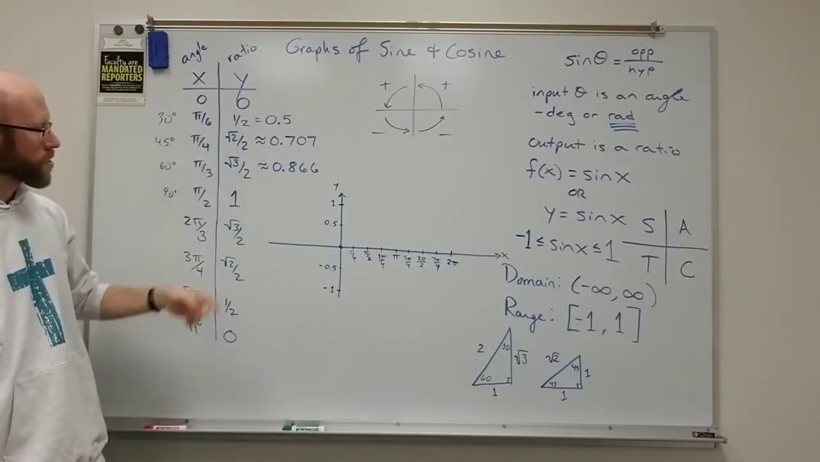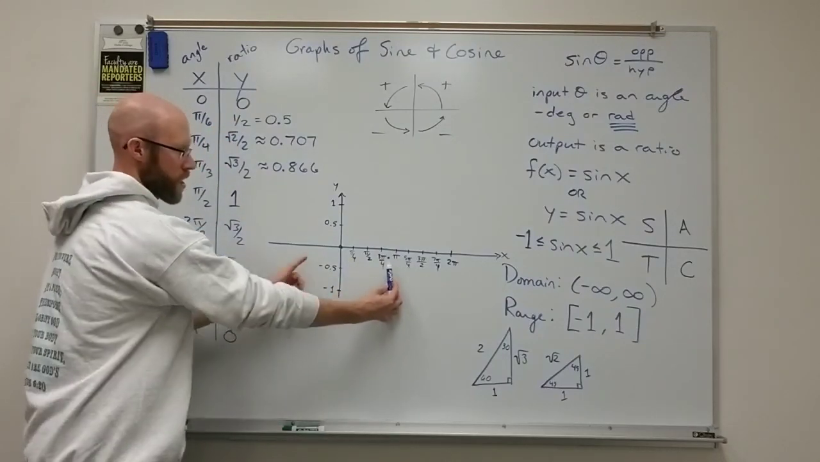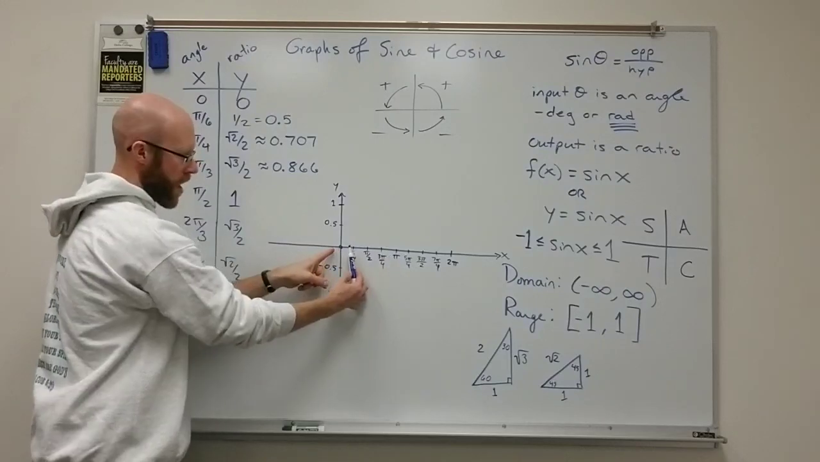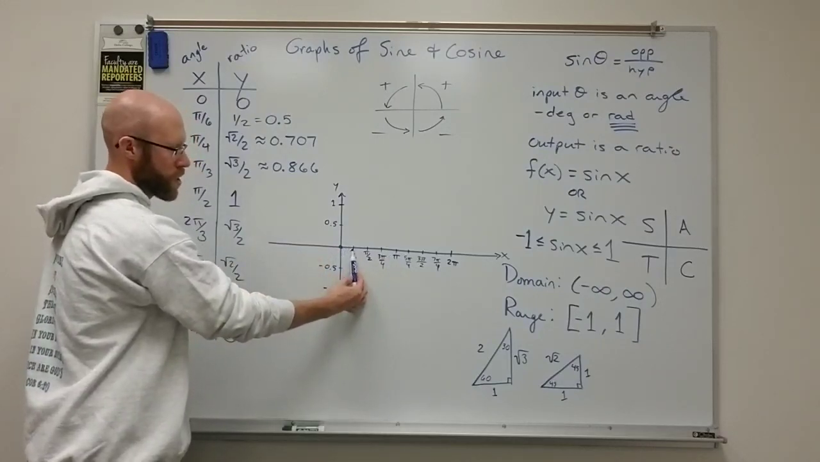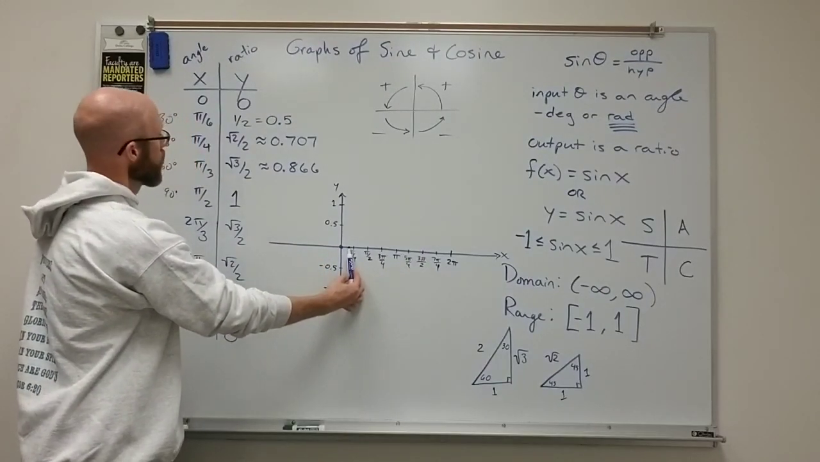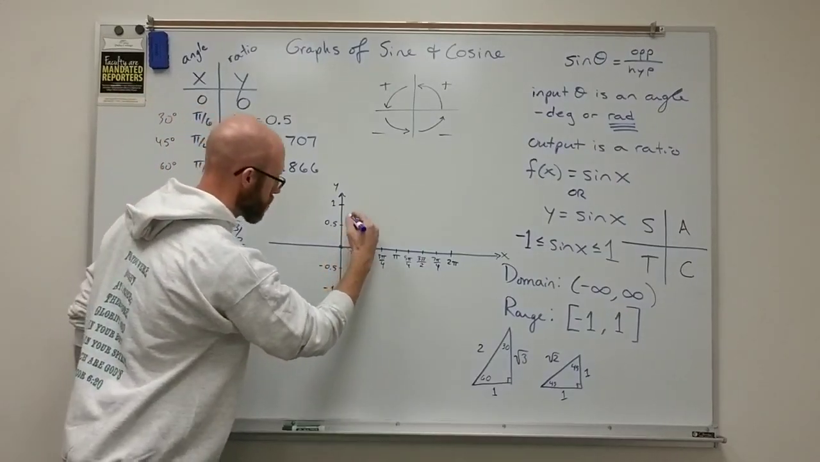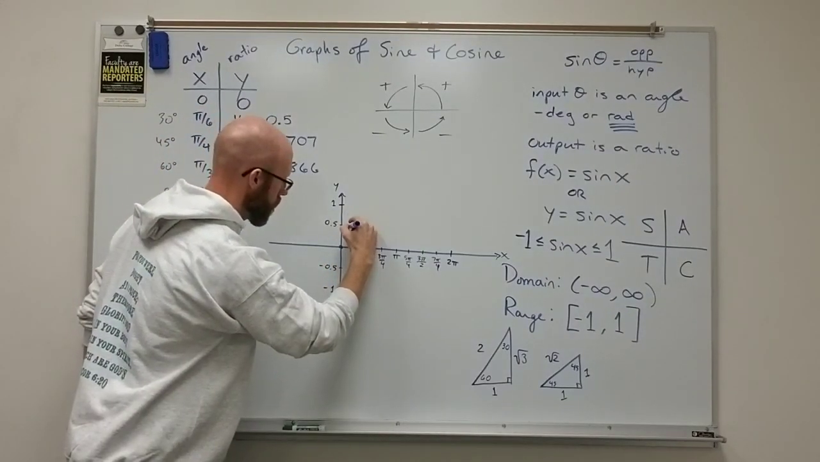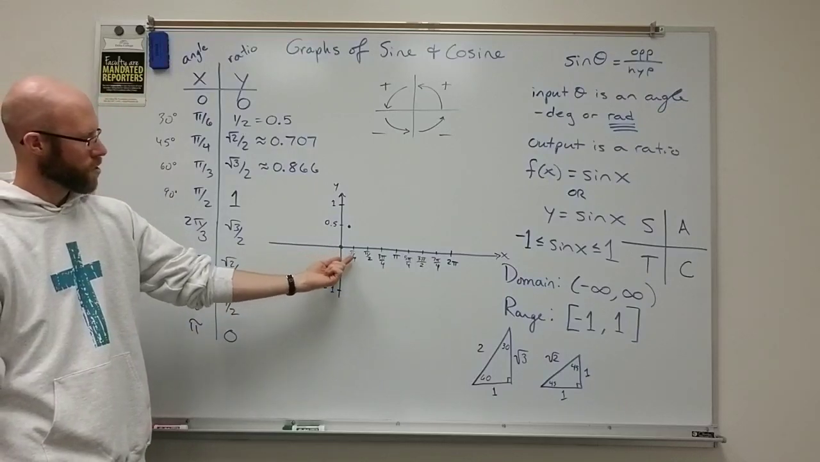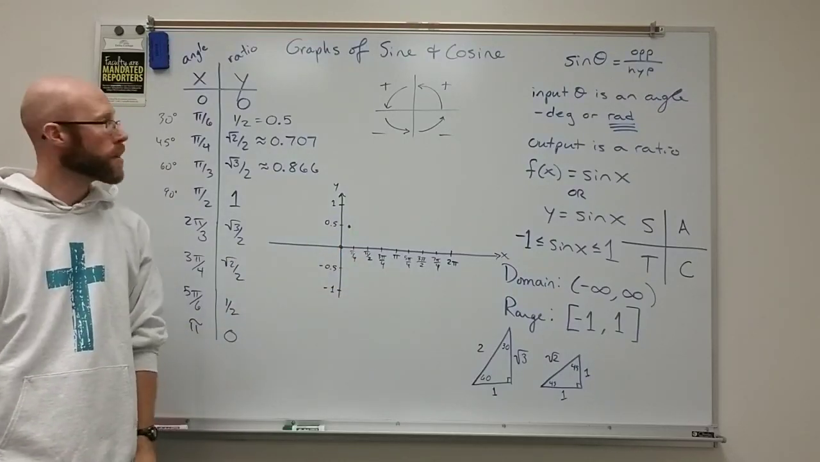Well, pi over 6 is kind of a sixth of the way to pi. So it's kind of between 0 and pi over 4. So it's in here, and you go up to 1/2. So it comes up right about there. It's somewhere between 0 and pi over 4, and it's up to 1/2.